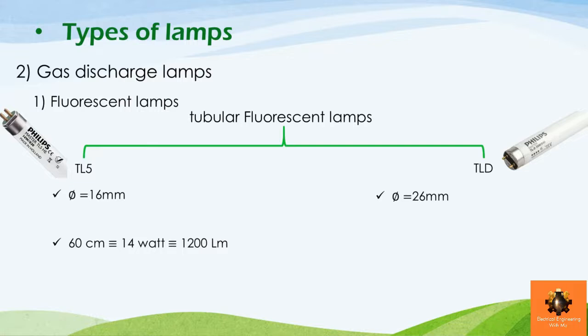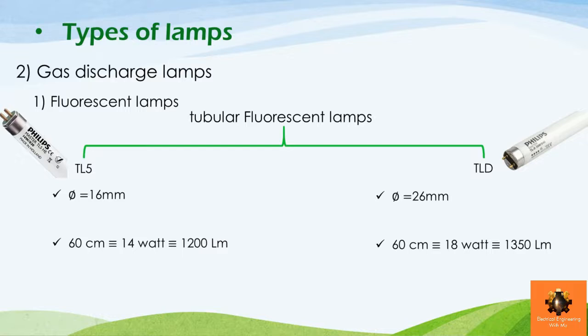While for the TLD, for the same size of 60 centimeters, it has an input power of 18 watts and it produces an output of 1350 lumens. So the TLD has a larger input power of 18 watts while the TL5 has a smaller input power of 14 watts. But the TLD produces more lumens, 1350, while the TL5 produces fewer lumens, 1200.